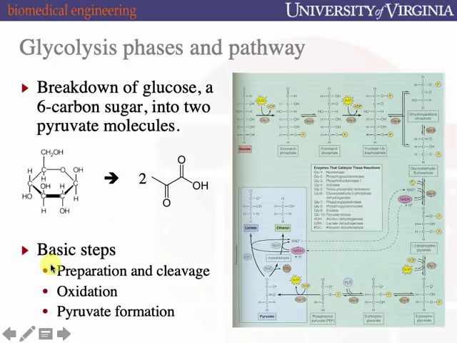And the three major steps that we'll talk about, we've named them the preparation and cleavage step, which is to get that 6-carbon chain ready to get cut into 2 sets of 3. There's an oxidation, a dehydrogenation reaction along the way in between. And then there's the final formation of pyruvate at the end, which is where we'll gain the few ATPs that we can get out of glycolysis.